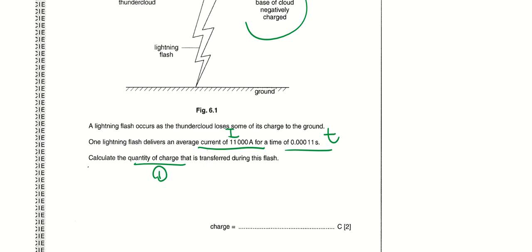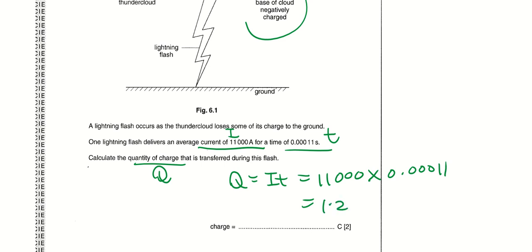So charge is actually Q, not C. So the formula is Q equals I times t. Okay, so this is an easy 2 marks. 11000 multiplied by 0.00011. Please use your calculator, and the answer will be 1.21 coulombs. Okay, next.